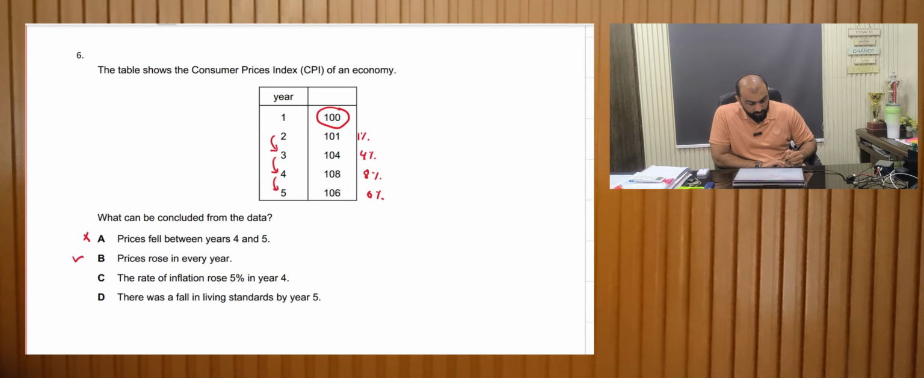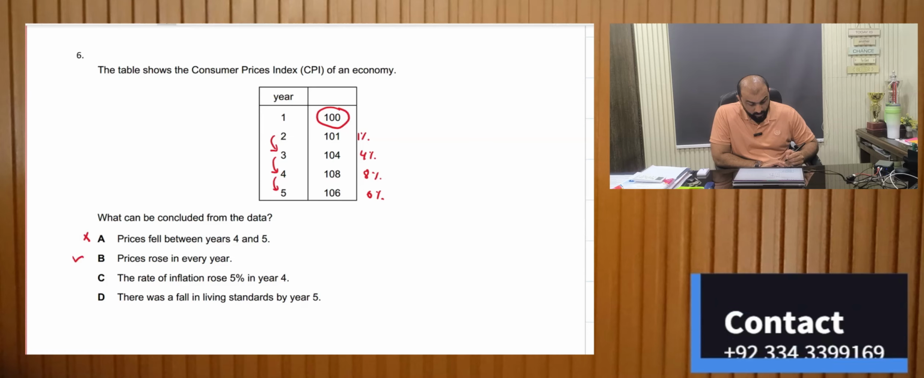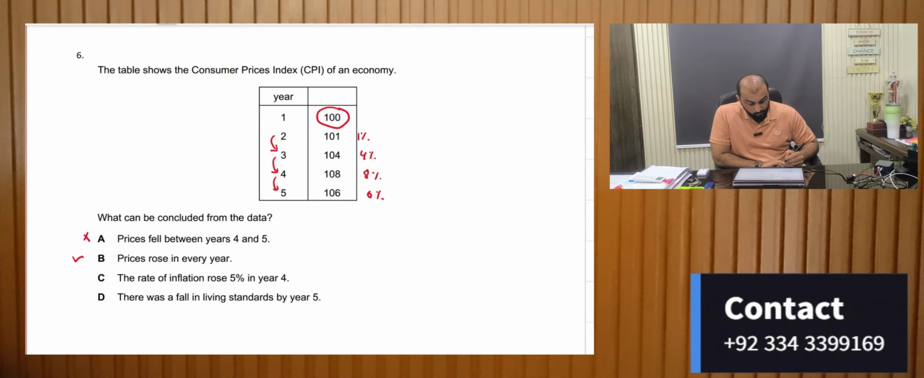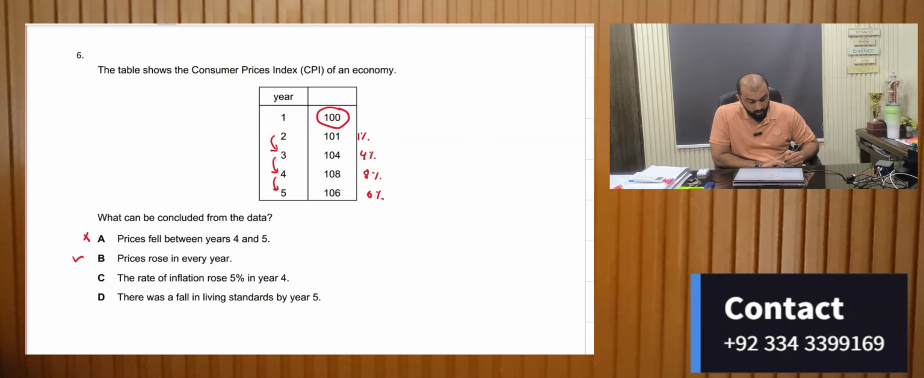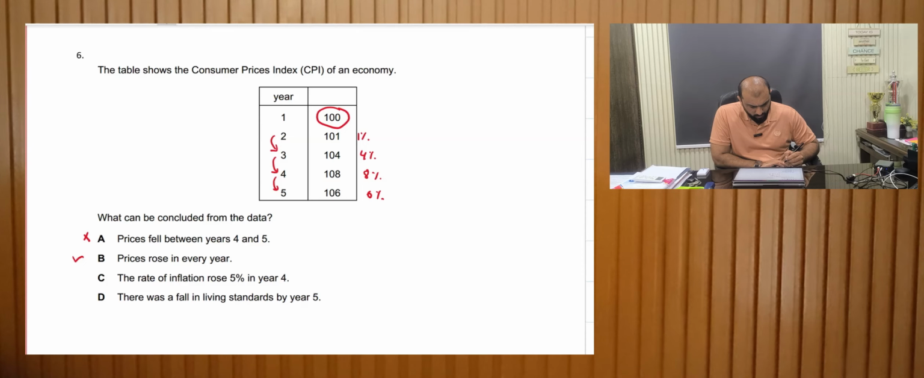Right? The rate of inflation rose in year 4. Sorry, the rate of inflation rose 5% in year 4. Well, it's not 5%, it's around 4%, so that is confusing.